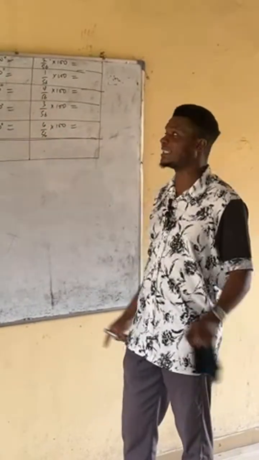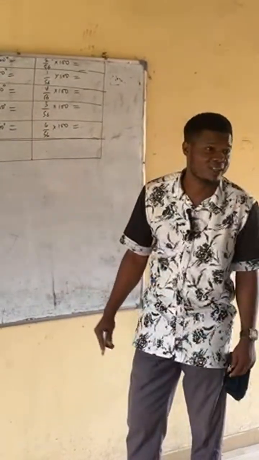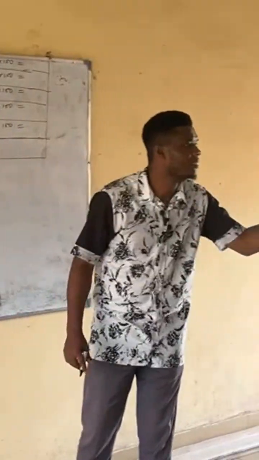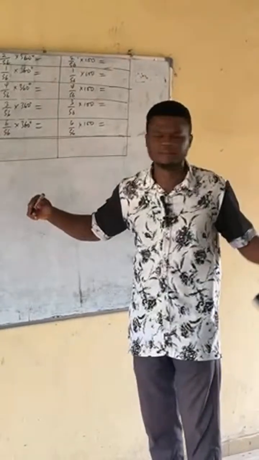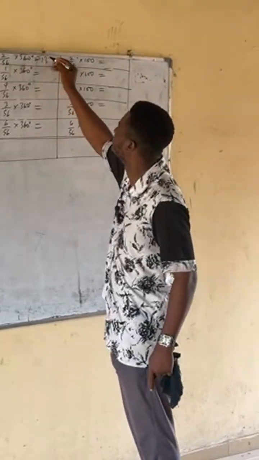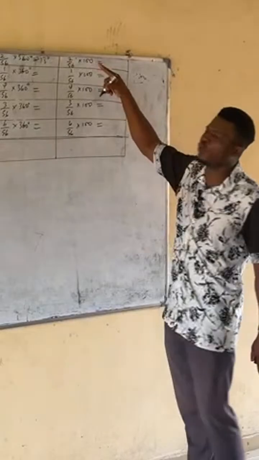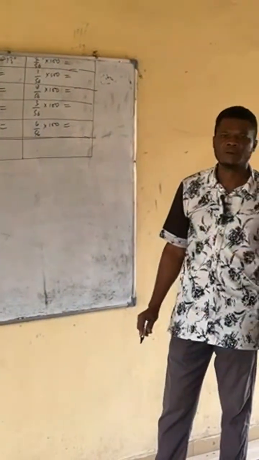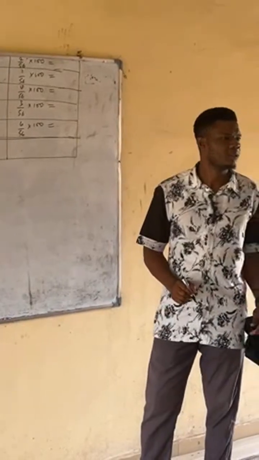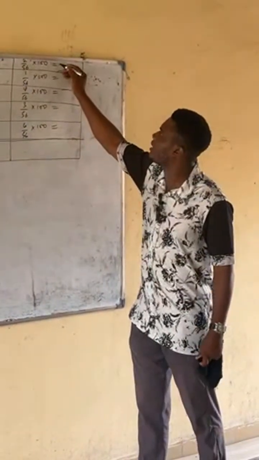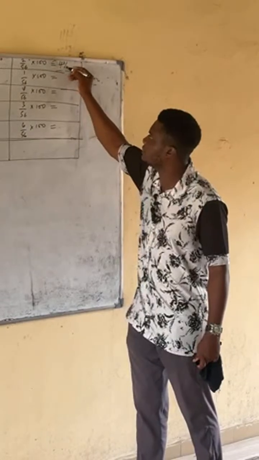2 times 360, that's 720 divided by 56. What will it give you? Eh? 13 degrees. 13 degrees, correct now? Approximately 13 degrees. Then this one, 200 divided by 56. What would you get? 3.9, that's approximately 4%. Good.